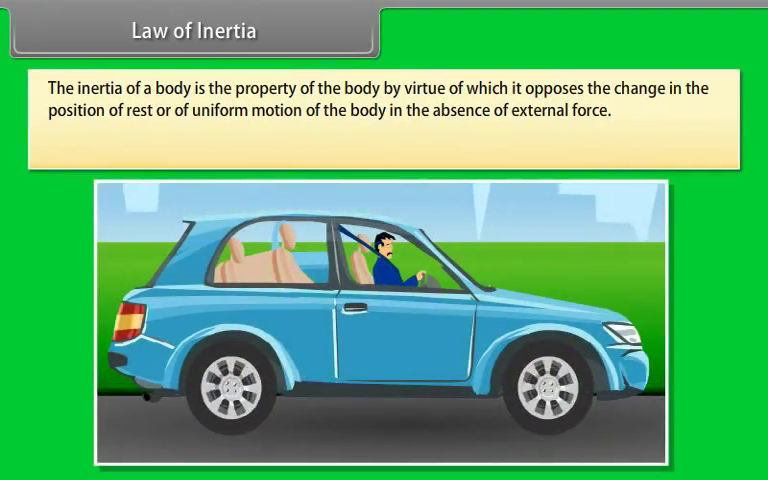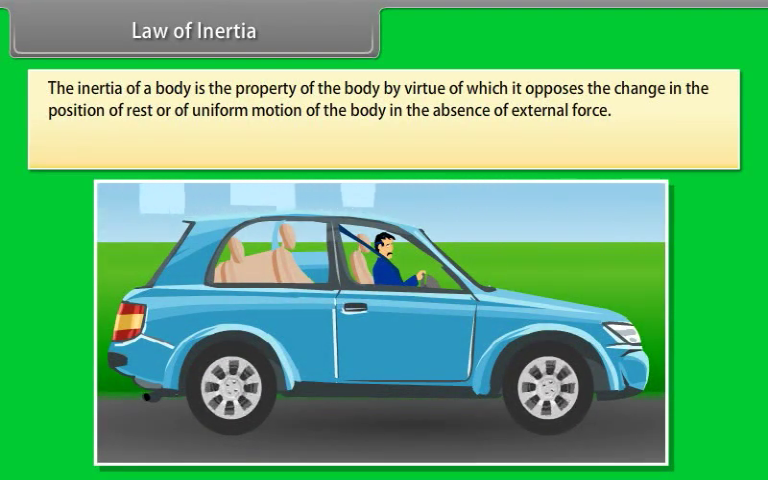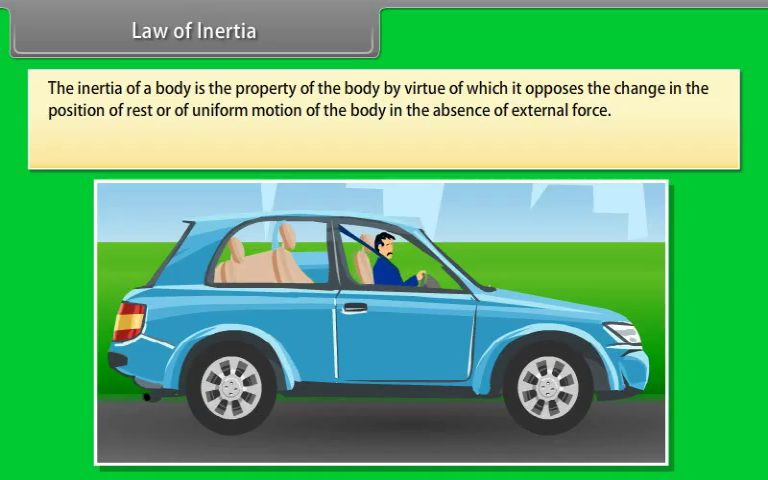Law of inertia. The inertia of a body is the property of the body by virtue of which it opposes the change in its state of rest or of uniform motion in the absence of external force. Inertia of a body is directly proportional to its mass.